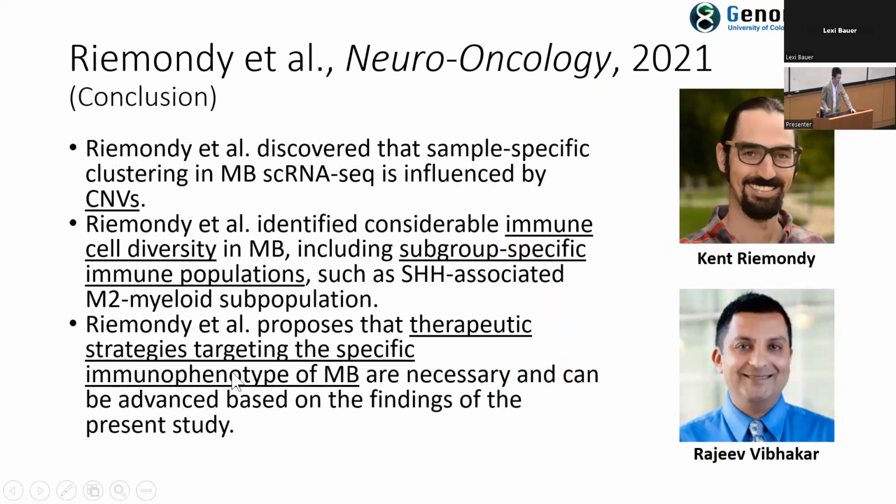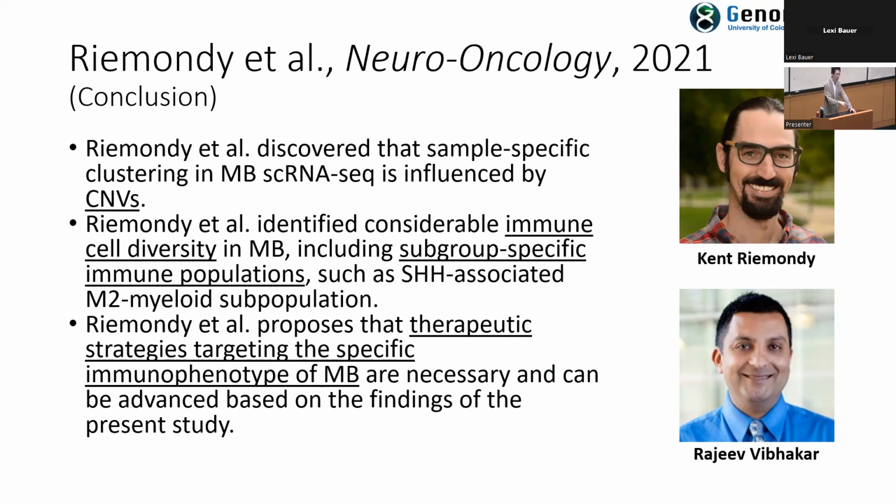So, Raimondi et al., here are some of the conclusions. Raimondi et al. discovered that sample-specific clustering in medulloblastoma single cell RNA-seq is influenced by CNVs, right? We went over that. They identified considerable immune cell diversity in MBs, including subgroup-specific immune populations, such as the SHH-associated M2 myeloid cell population. Taken in totality, they propose that therapeutic strategies targeting the specific immunophenotypes of MB are necessary and can be advanced based on the findings of this present study.